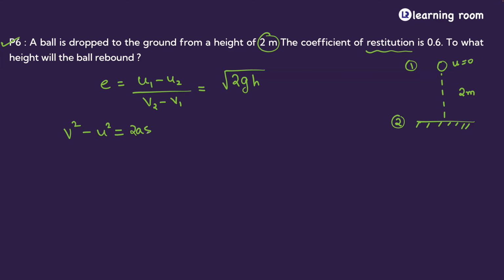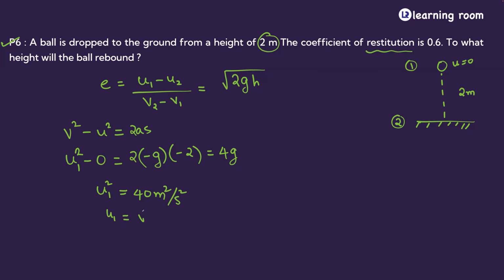Okay. So v square, for v I will write it as u1 square, minus what is the value of u? During the journey, initial velocity is 0, is equal to 2 into the acceleration due to gravity. If I take it as minus g, and the displacement is also going to be minus 2, h, it is minus 2. So which is going to be 4 times g, or 40. I'll take g as 10 for instance. So it is going to be 40. So 40 meter square per second square is going to be the value of u1 square. So u1 will be equal to root 40 meter per second, or 2 root 10.